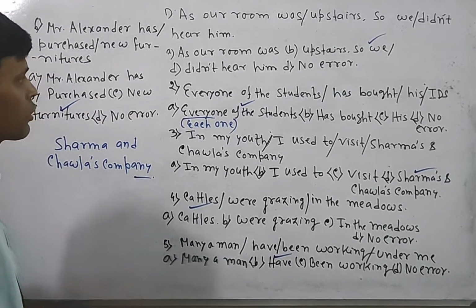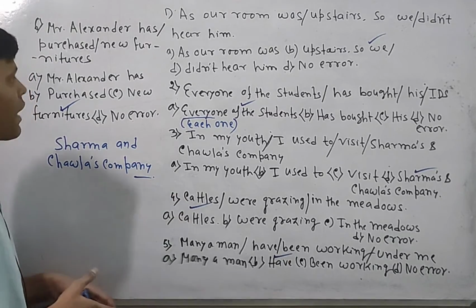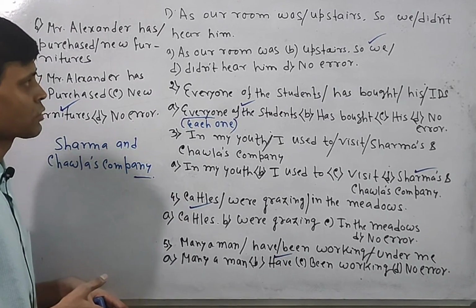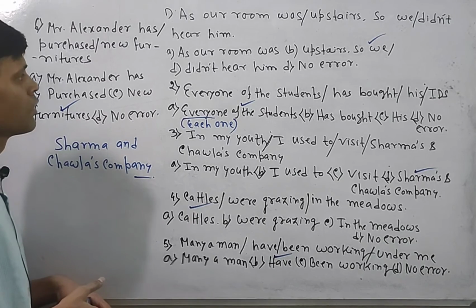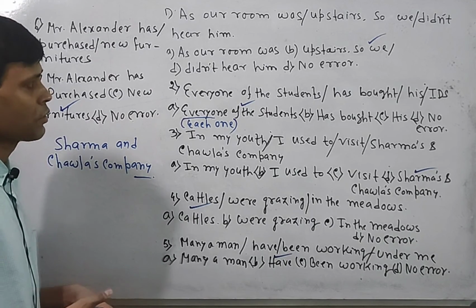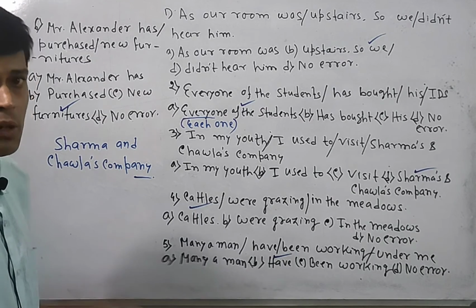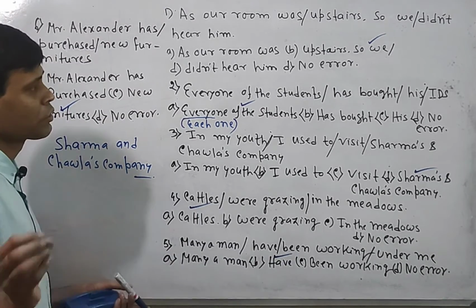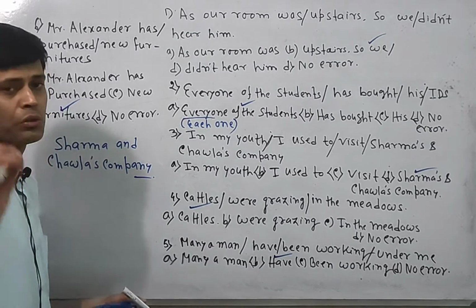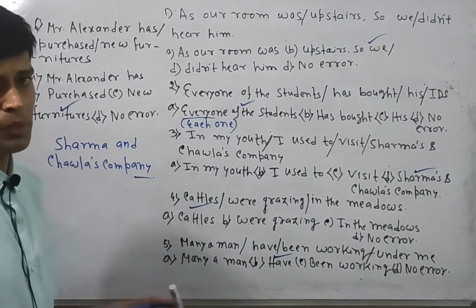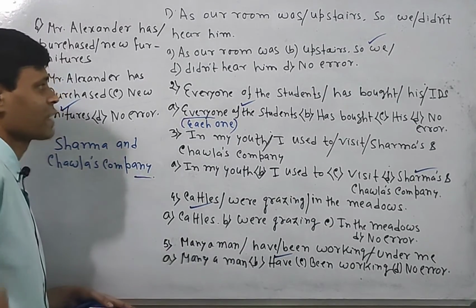Now if I just look over the overall question answer, as our room was upstairs, so we didn't hear him. So whenever you are going to use the conjunction as, meaning because or since, it is needless to use so in the next part of the sentence. So the mistake lies here.